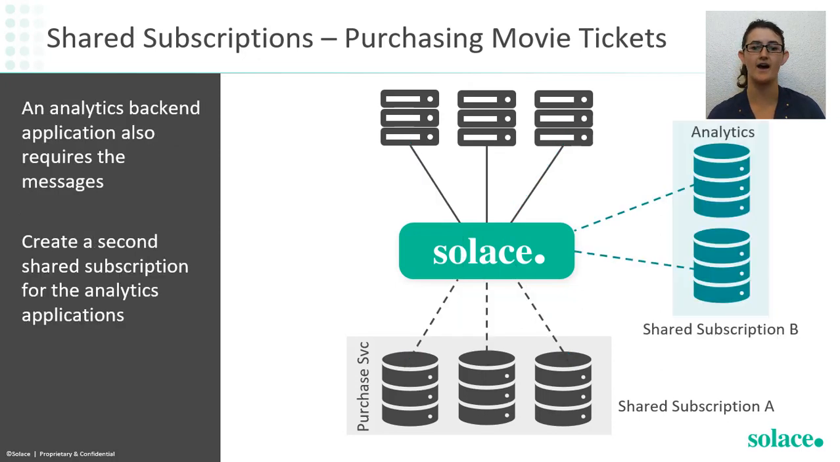What if we would like to have another group of instances connected to our message broker for the purposes of analytics? Our analytics instances would have a separate shared subscription. So on our diagram, they're listening on shared subscription B. We split up these groupings, so now messages are received by both groups, but are only received by one instance within a single group. So a little bit of a visualization of this.